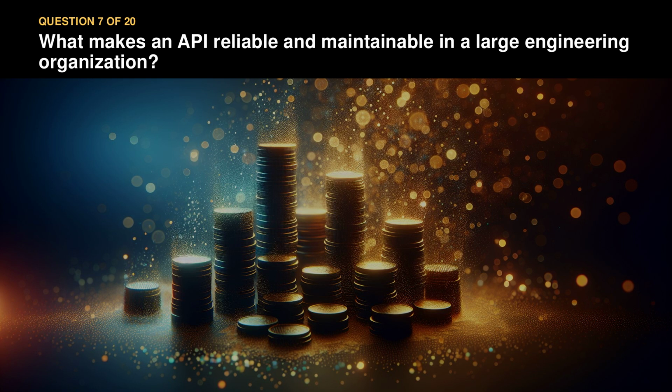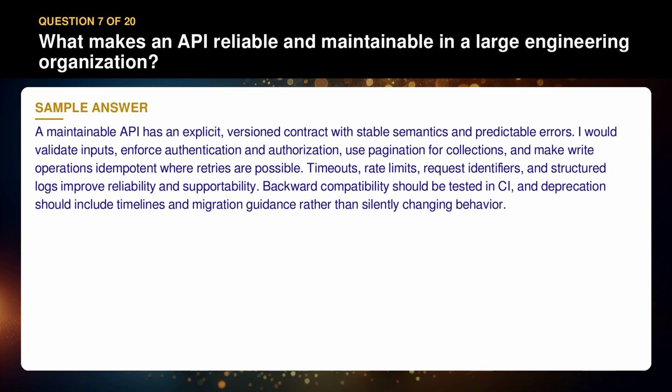Question 7. What makes an API reliable and maintainable in a large engineering organization? A maintainable API has an explicit, versioned contract with stable semantics and predictable errors. I would validate inputs, enforce authentication and authorization, use pagination for collections, and make write operations idempotent where retries are possible.